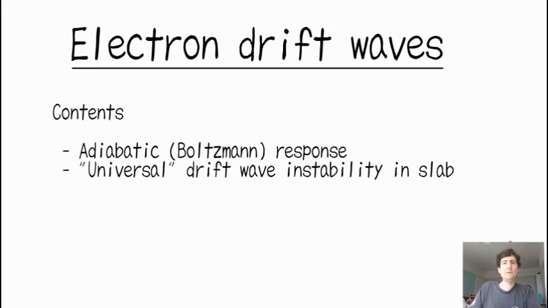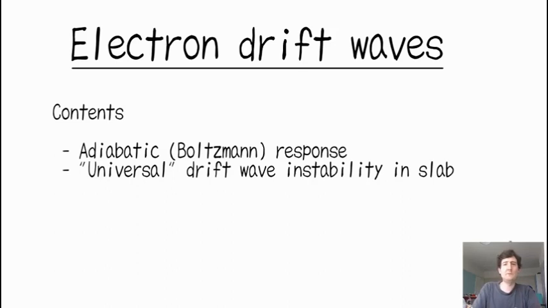Welcome. In this video I'll discuss electron drift waves, sometimes called the universal instability. There's quite a long debate about when they're unstable and when they apply, but it's generally thought that these are almost always unstable in plasmas. They have a very simple physical picture which I'll discuss here, and they're also quite useful as a starting point for understanding more complicated drift waves.